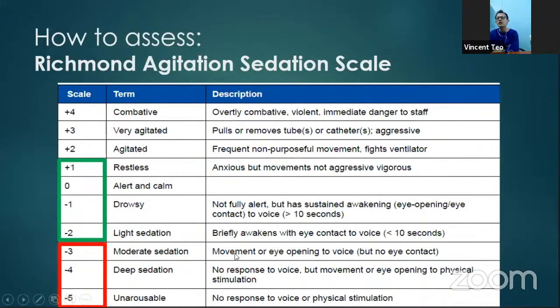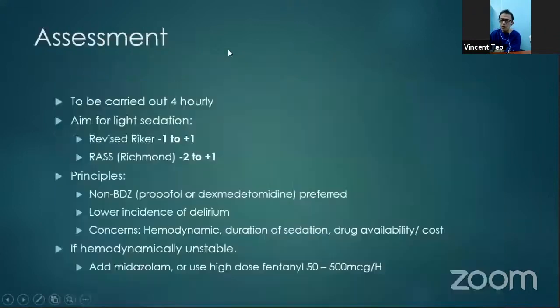So another common scoring that is used is the Richmond Agitation Sedation Scale, which is also known as RASS. So either one is used and is actually used nationwide. It depends on your local protocol. These two are the most commonly used scales. So it's important to carry out the assessment frequently, with a minimum of every 4 hours preferably.